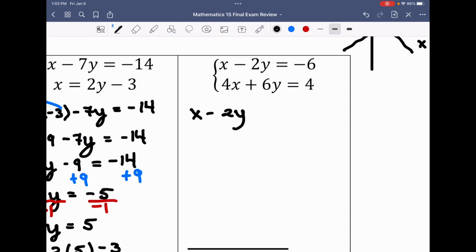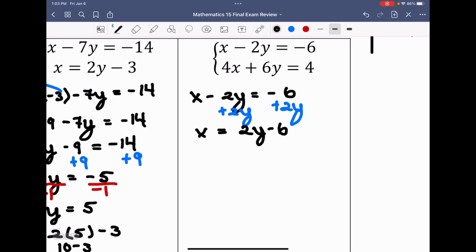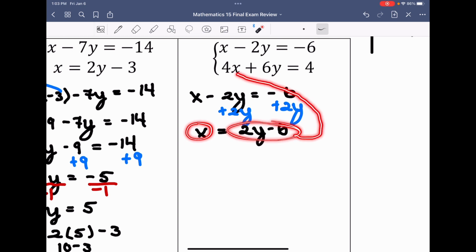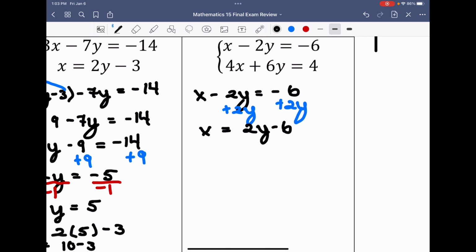x minus 2y is equal to -6. I'm going to add that 2y across. Add the 2y, add the 2y. This is going to give me an equation of x is equal to 2y minus 6. Now, I want to use this equation with the other equation in order to solve for y. So what I can do is now say if x is equal to all of this, I'm going to take all of this and plug it in for the x there. So we have x is equal to 2y minus 6. Therefore, 4 times everything x equals, 2y minus 6, plus 6y is equal to 4.